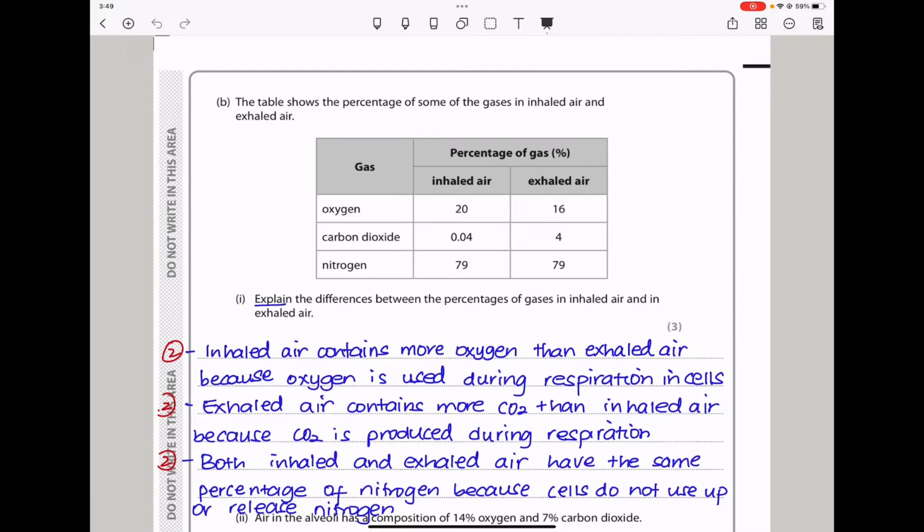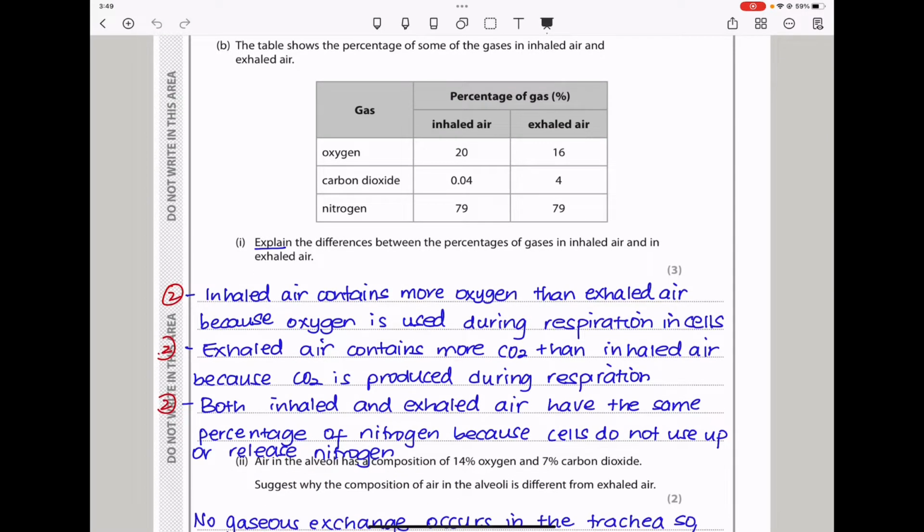Moving on. In part B, the table shows the percentage of some of the gases in inhaled air and exhaled air. So we can see the table with the information. We see there is oxygen, which is 20 here, and that is 16, meaning it decreased. Carbon dioxide increased, and nitrogen remained the same. They say explain the differences between the percentages of gases in inhaled air and in exhaled air. Remember, this statement is about explanation, so we have to state what differences there are, and then give a reason as to why those differences are the way they are.